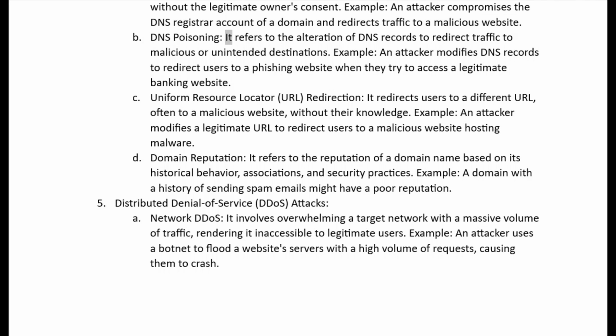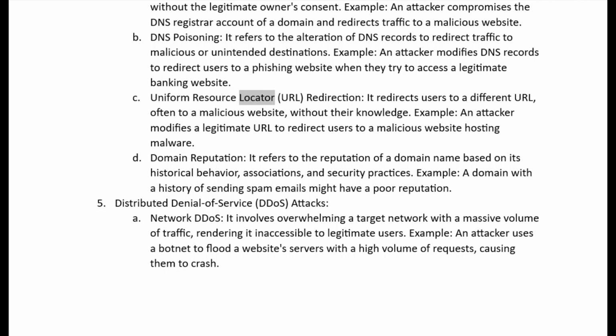DNS poisoning. It refers to the alteration of DNS records to redirect traffic to malicious or unintended destinations. Example: an attacker modifies DNS records to redirect users to a phishing website when they try to access a legitimate banking website.